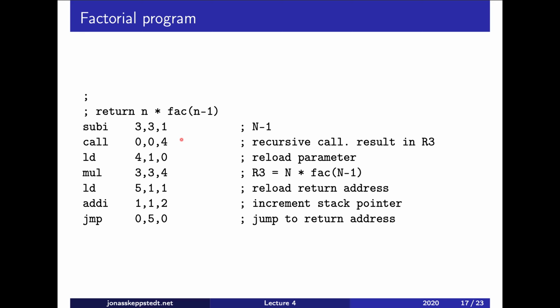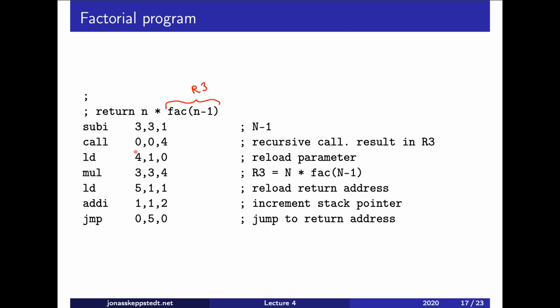Okay, for the other cases, what happens then? Then we should do this. So we subtract 1 from R3 and get the new parameter and call this recursively. And then when we are back here, when we have done this, the value will be saved in R3. That we can be sure of.